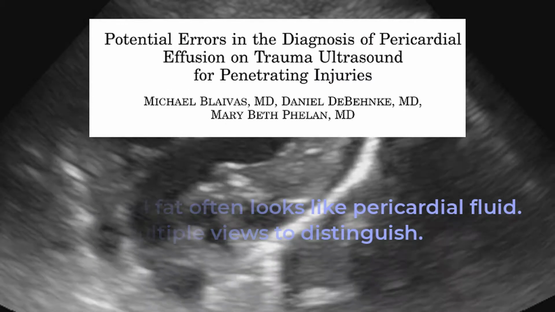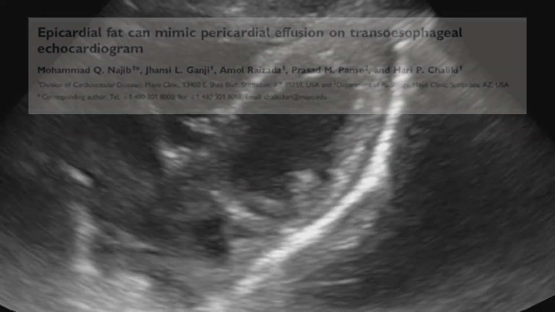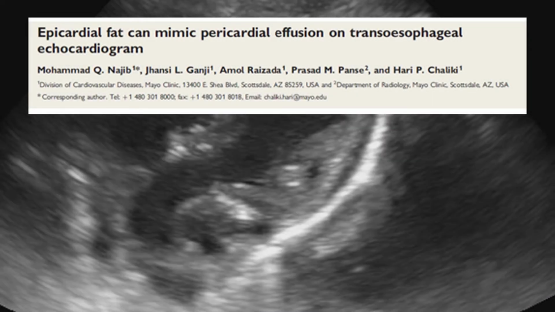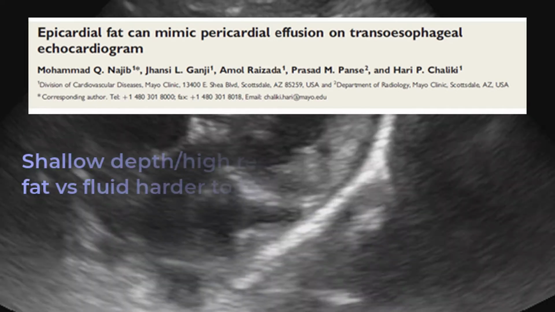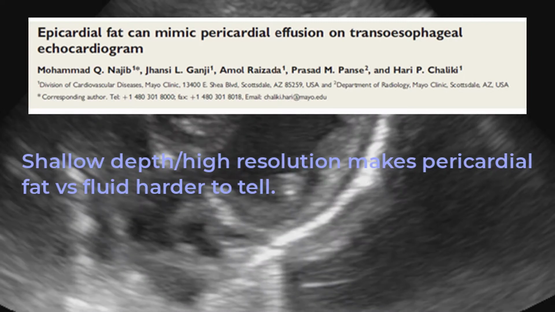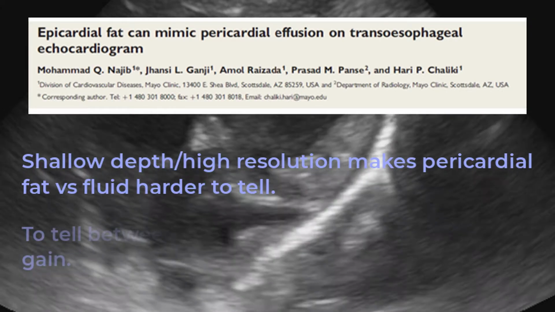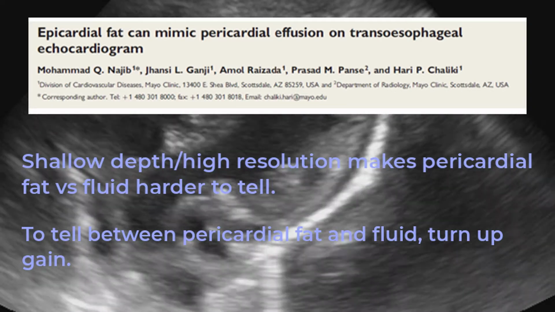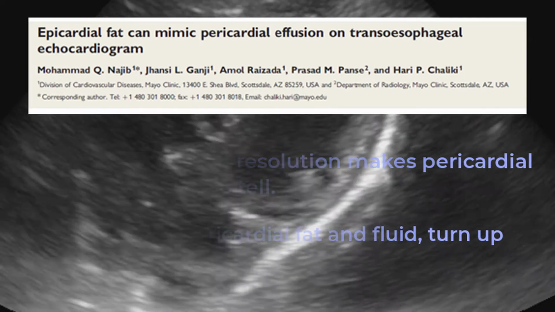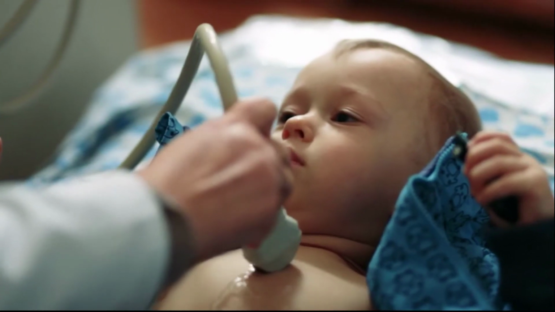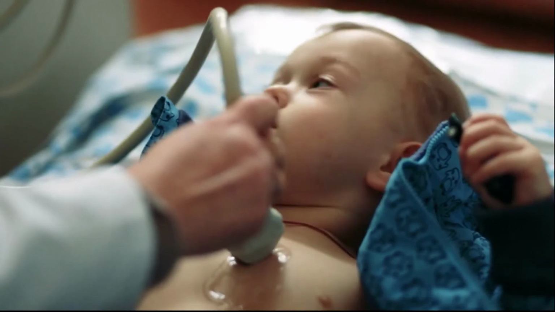a helpful approach. Another technique for distinguishing between pericardial fat and fluid is highlighted in a case report by Mohammed et al. High-resolution imaging such as that seen on transesophageal echo makes pericardial fat look like fluid. Turning up the gain helps. This is an adult case report, but it highlights a confounder that emerges when the heart is viewed under high resolution.